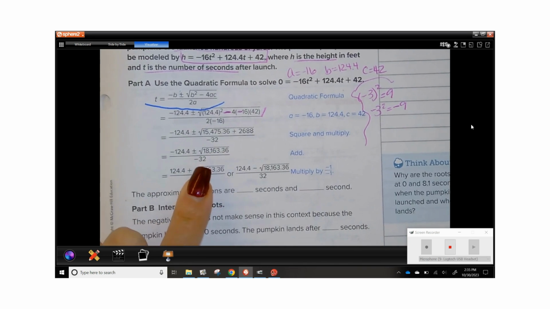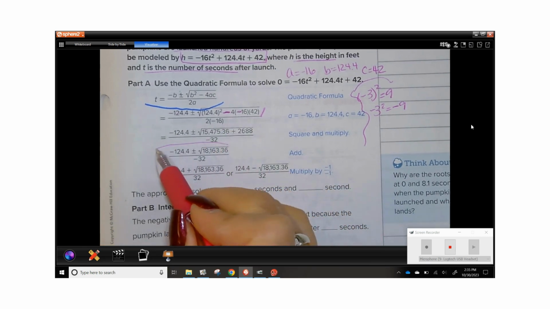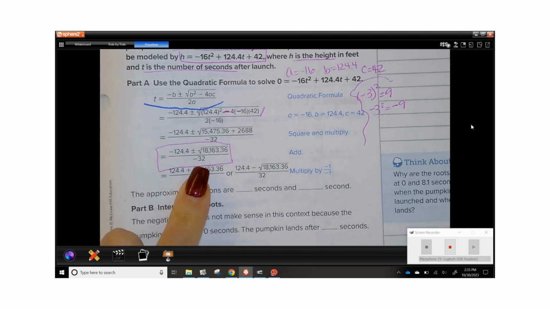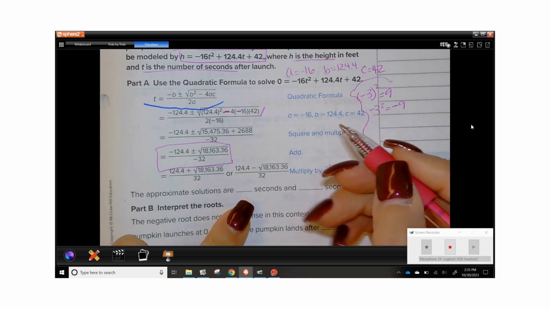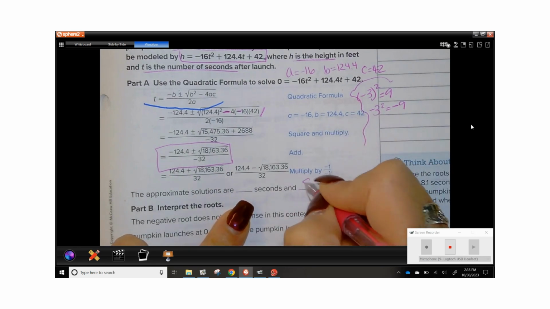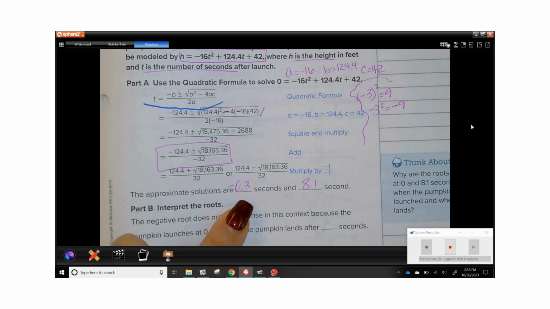Now from here, unless this is a perfect square, you may leave it right here for me. That is fine. You could also keep on going and do the seconds. I know the answer is 8.1 and negative 0.3. Okay, those are our 2 answers for the pumpkins. Now we know we can't have a negative time, so it lands, the answer is 8.1.